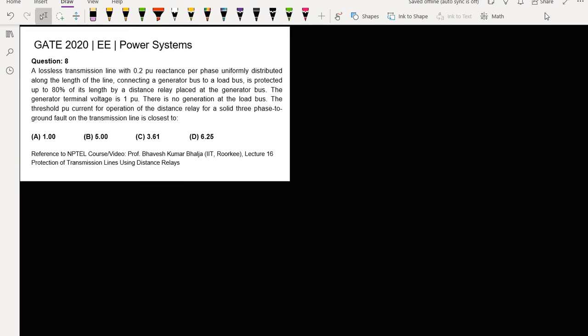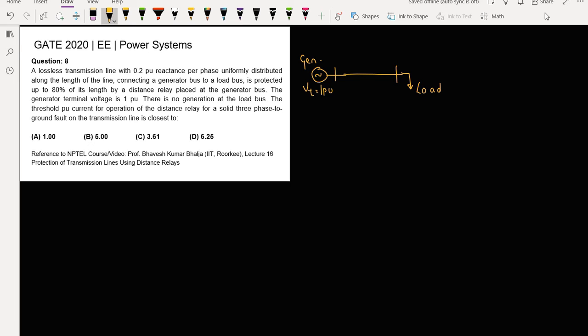For the problem given, we can draw a single line diagram of the system with the relay. So if we draw the single line diagram, this is the generator connected to the generator bus with the transmission line connected to the load. This is our generator, and in the problem it is given that the generator terminal voltage is 1 per unit.